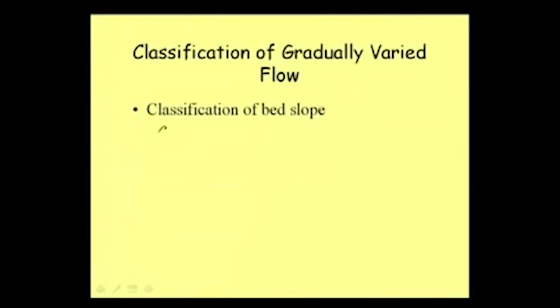It is necessary to classify the channel bed. Channel bed is one basis of classifying gradually varied flow. So let us classify channel bed first, and then we will go for classification of gradually varied flow in general. We know that one slope we call a critical bed slope. So we will start with that critical bed slope.